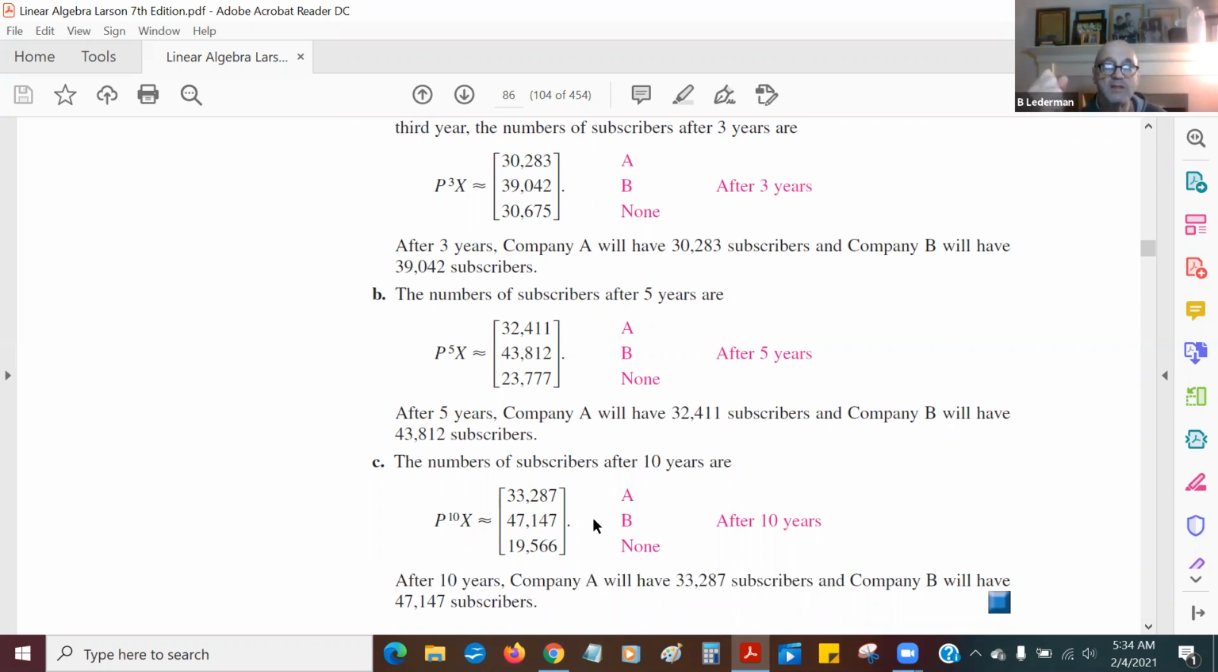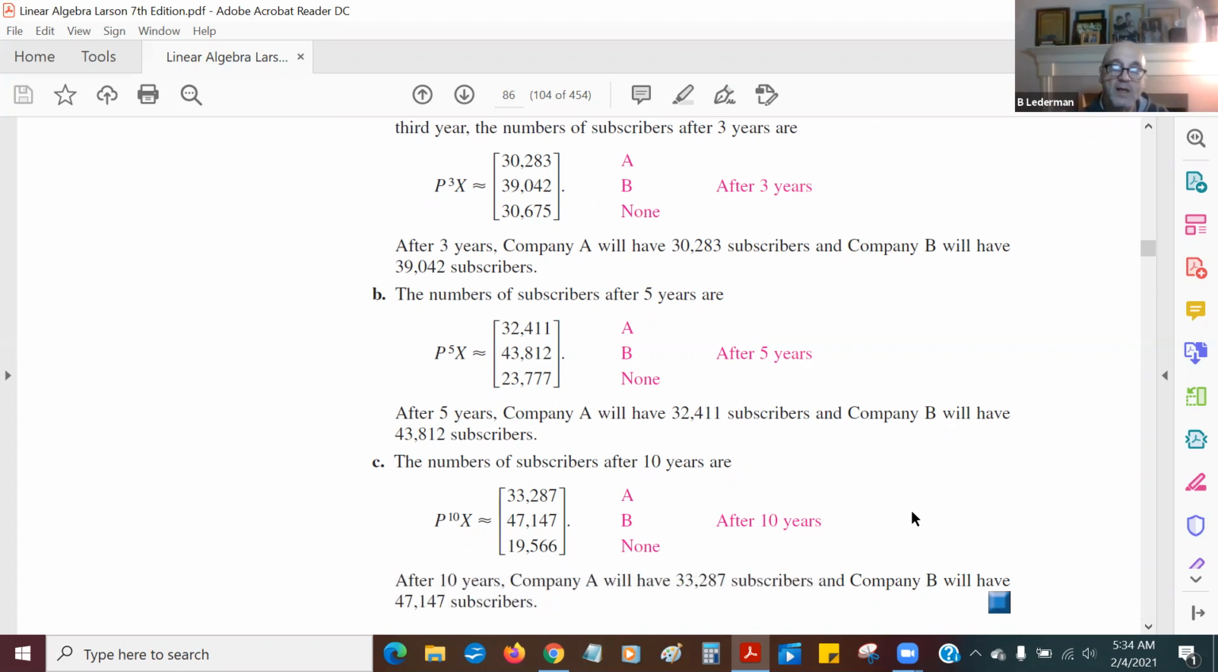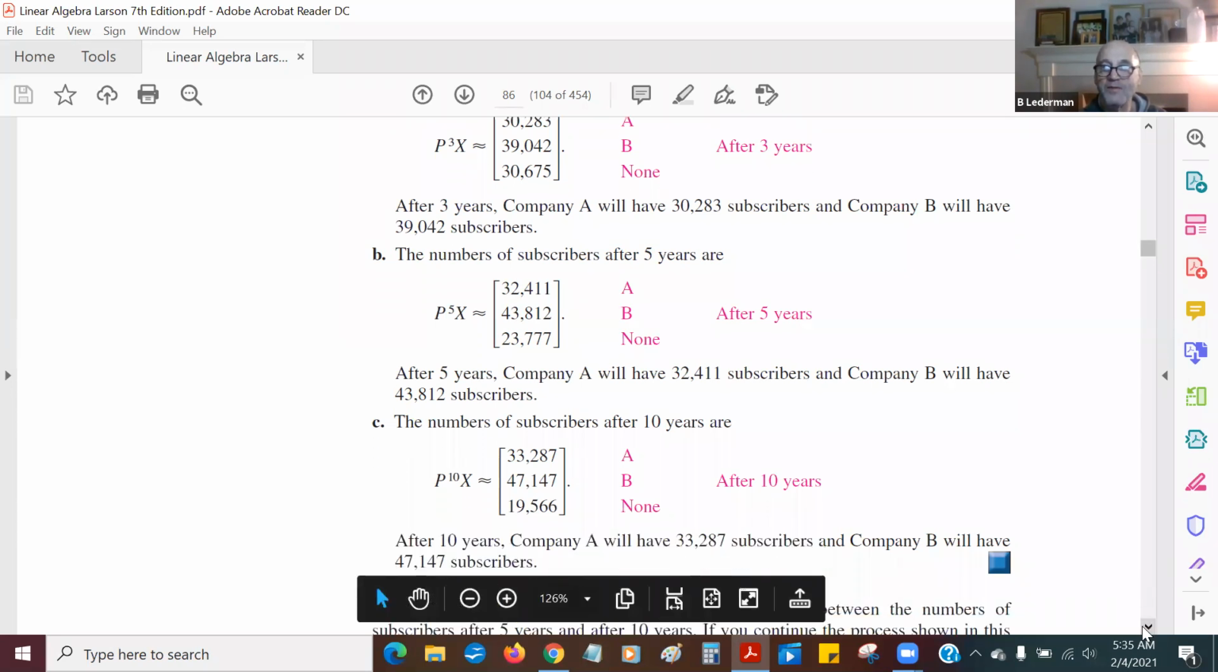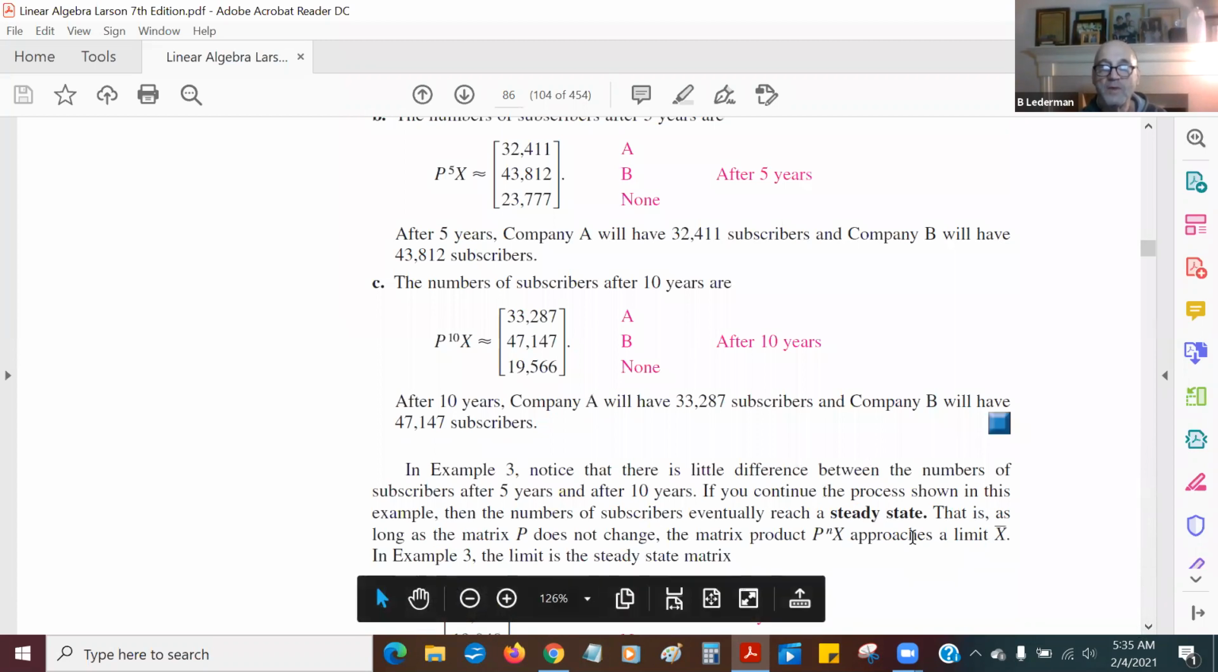The jumps are not as big. It didn't double in the first 5 years. It more than doubled. In the second 5 years, it does not more than double. In fact, it's not even close to doubling. So what's going to happen, assuming the trends stay the same and you just keep on reapplying this matrix, is that it's going to kind of level off. I don't know if level off is the right word, but it's going to reach what they call a steady state, where it's not really going to change much.